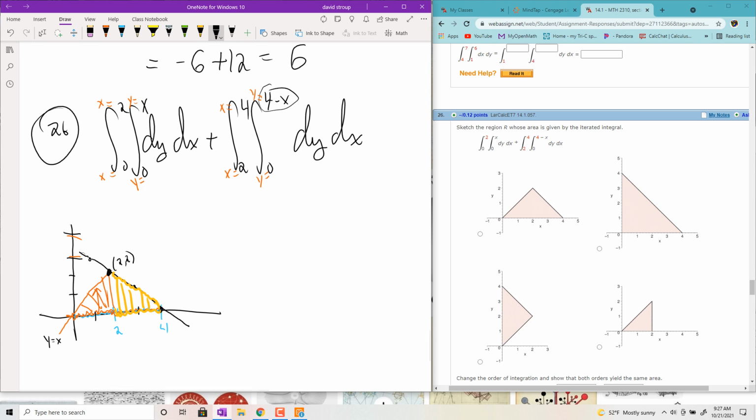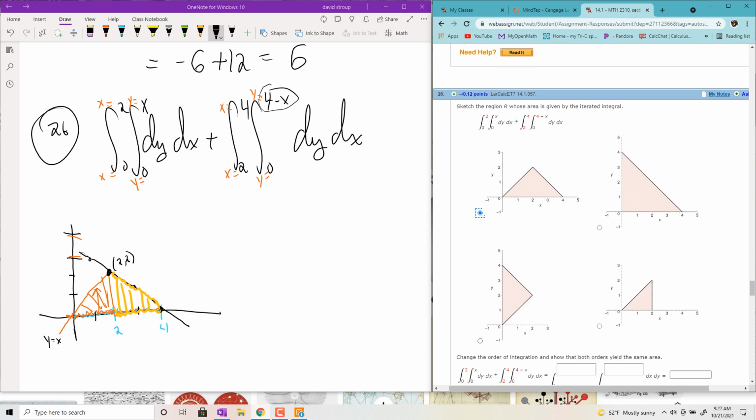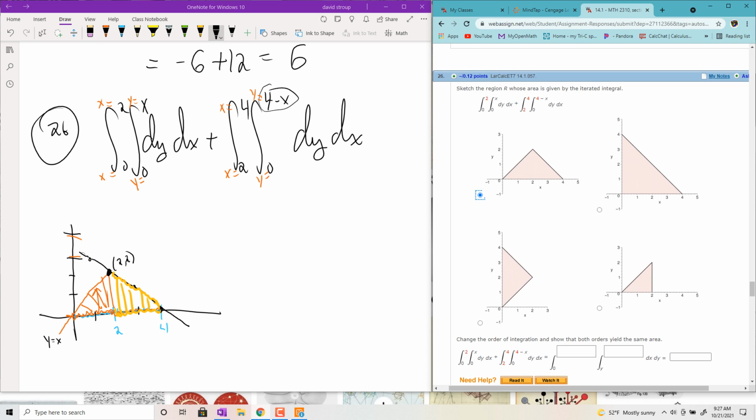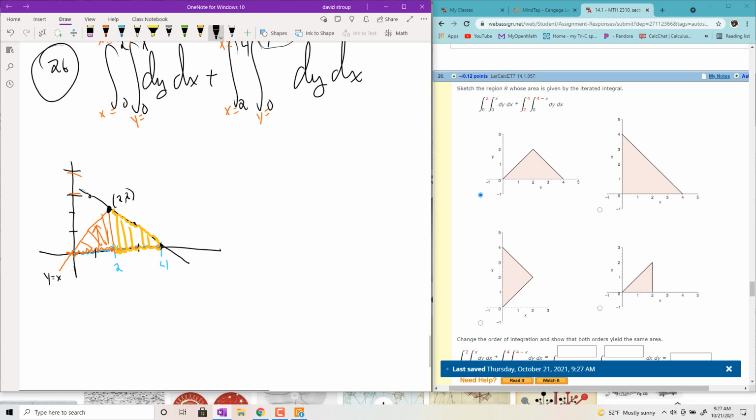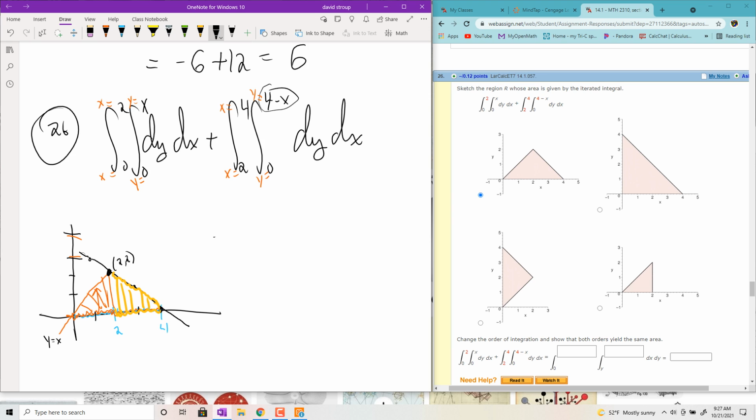Okay. So if you see over here, they give you 4 regions to pick from. One thing they'll want you to do is change the order of integration. And in this case, changing the order of integration will make your integral much easier. And that happens sometimes. So to change the order of integration, now we put dx dy. And we'll be going from some curve x equals to some curve x equals, and then points y equals. And it's looking like we're going to go from y equals 0 to y equals 2.